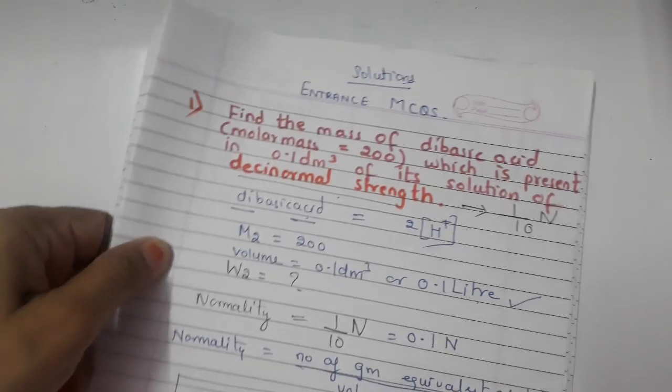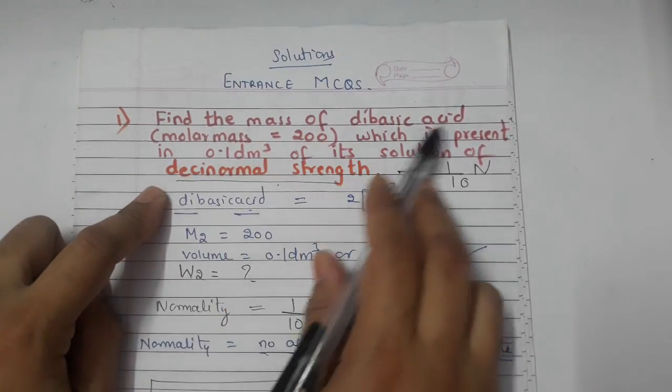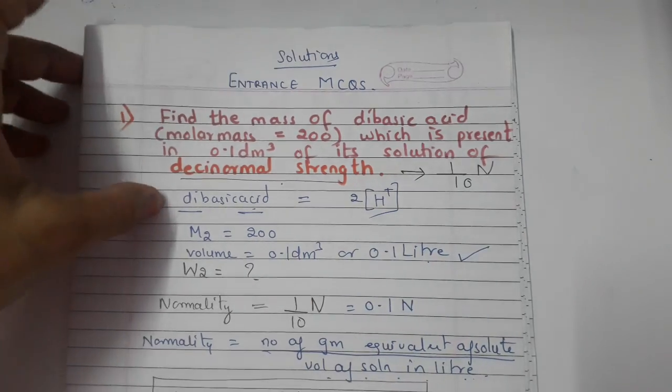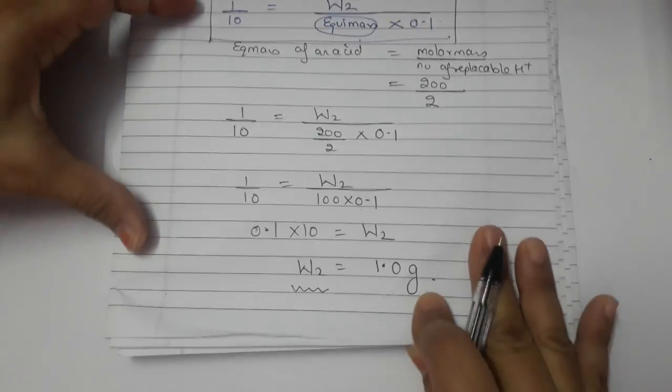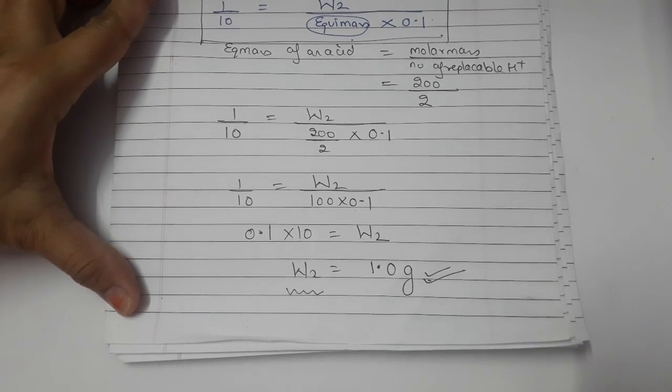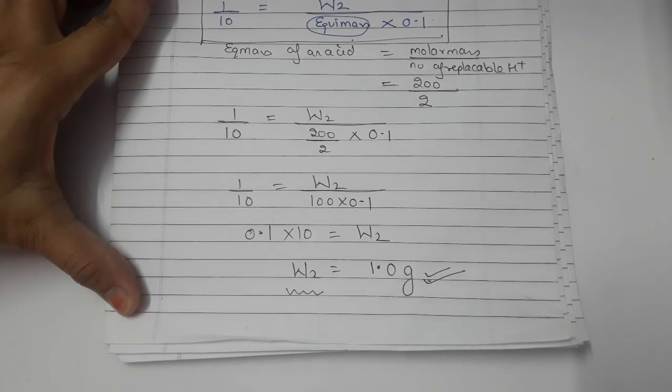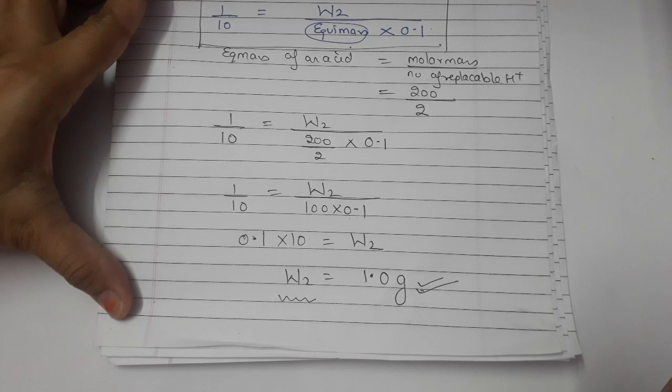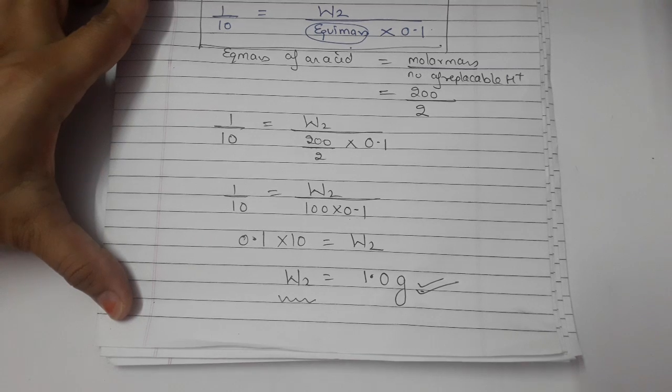So what is the answer? The mass of the dibasic acid is 1 gram. In this way, we have to solve the MCQ in the exams, but definitely we have to solve it quickly. When you practice this type of numerical, I guarantee you will be able to solve it quickly. So let us move to the next numerical of the day.